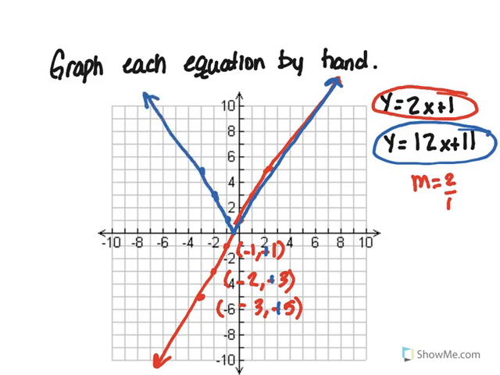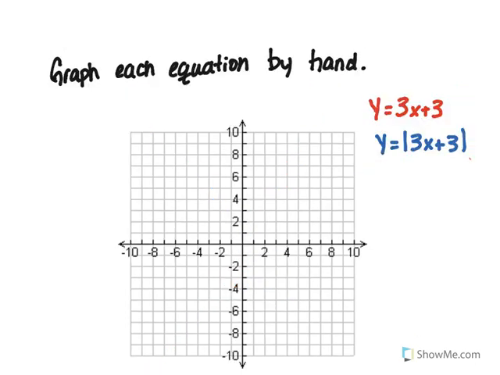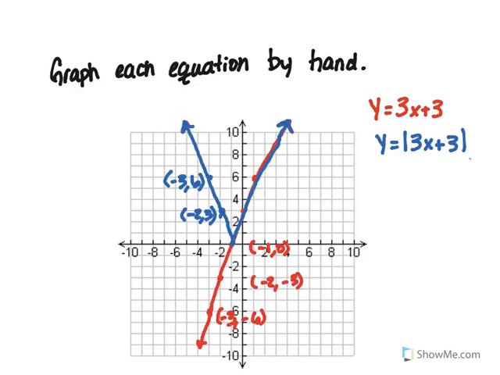So do you see how we just graphed the function we already know? And everything that's below the x-axis, we're going to make those y values positive to bring them above the x-axis. Okay, I want you to pause the video and do this one on your own. Graph each equation by hand, which is y equals 3x plus 3 and the absolute value of 3x plus 3. So go ahead and pause and then press play when you would like to see the answer.